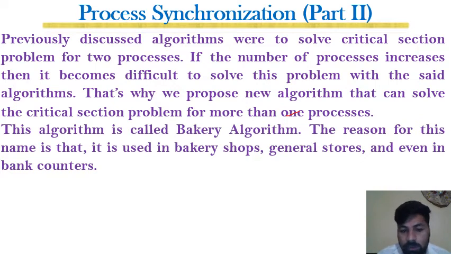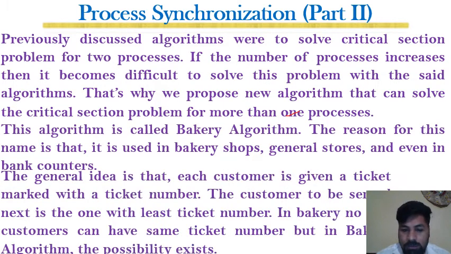This algorithm is called the bakery algorithm. The reason for this name is that it is used in bakery shops, similarly in general stores and even at bank counters. What is the nature of the algorithm? The general idea is that each customer is given a ticket marked with a ticket number, right? The customer to be served next is the one with the least ticket number. Just like you may have seen in offices, in the passport office, even at bank counters, a ticket number is allotted to every customer and the customer with the least ticket number is served first.